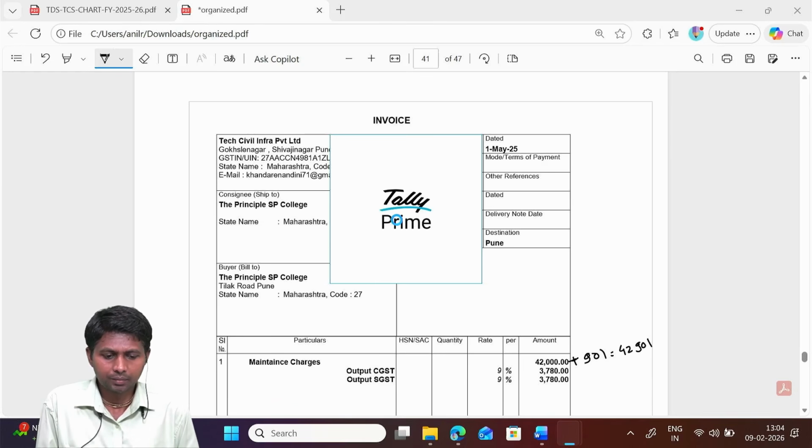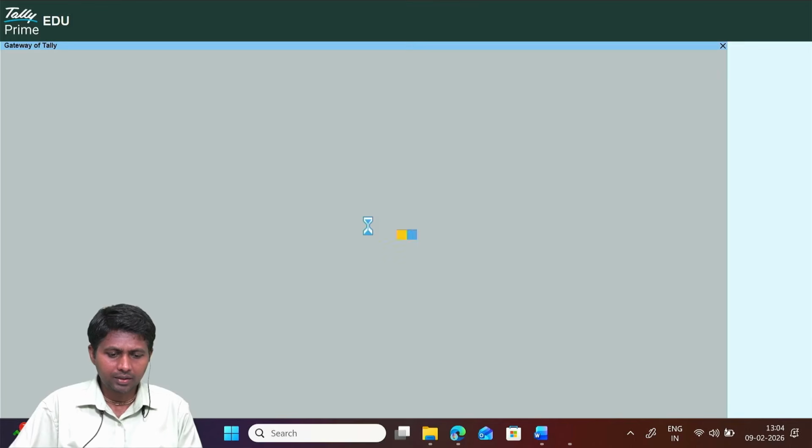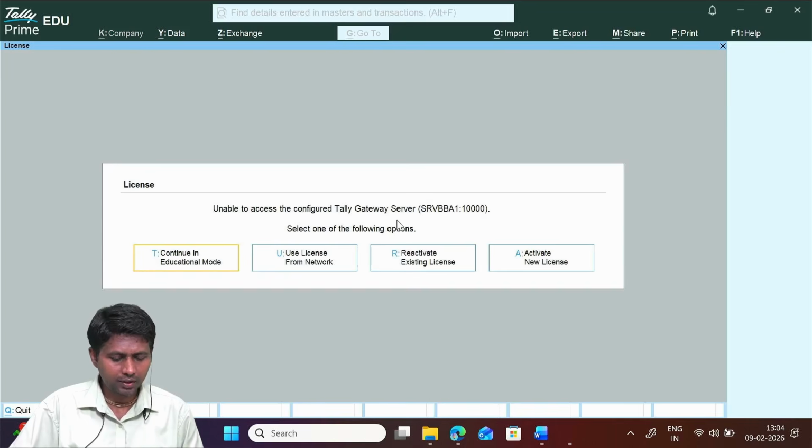The computer is taking time to open. This will not take more than 1 minute. If you have a license version, use that. If not, you can use the educational version also. This version is available on the Tally Solutions website. Use this, and if you get this migration window, escape it.